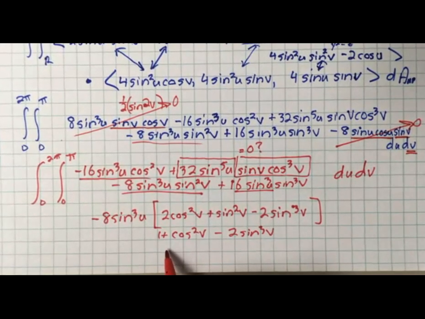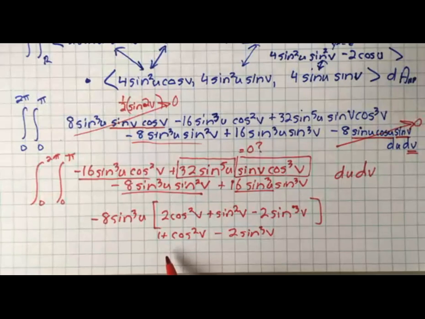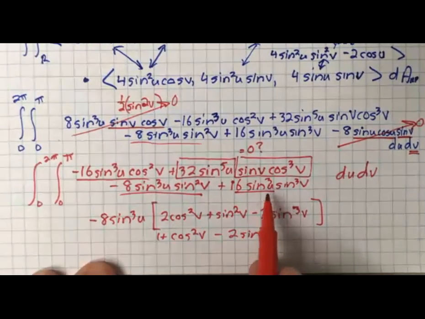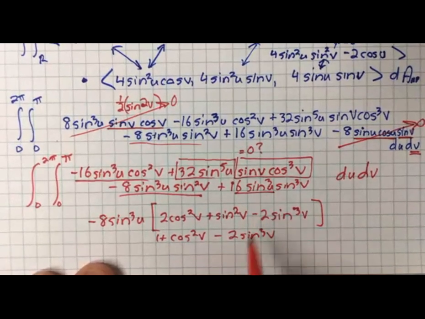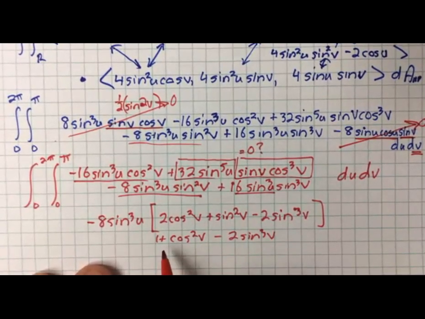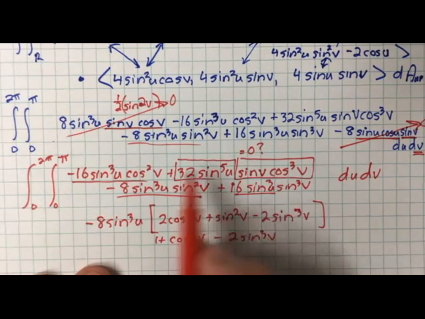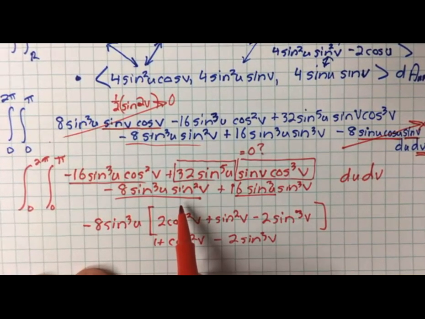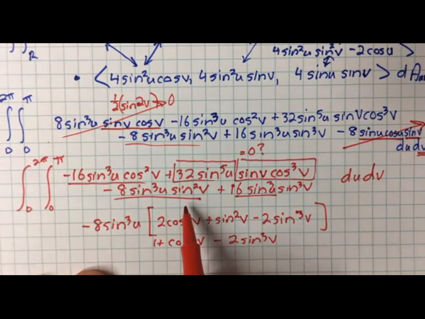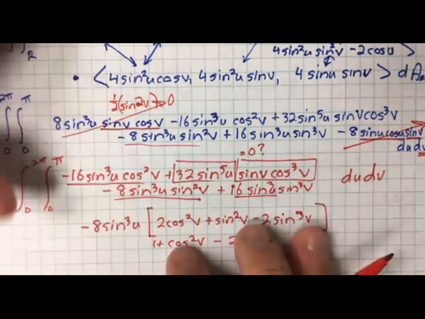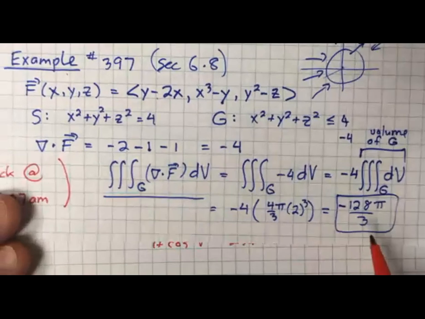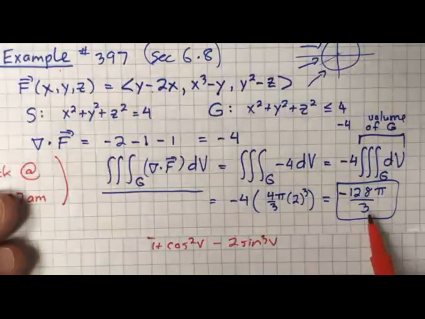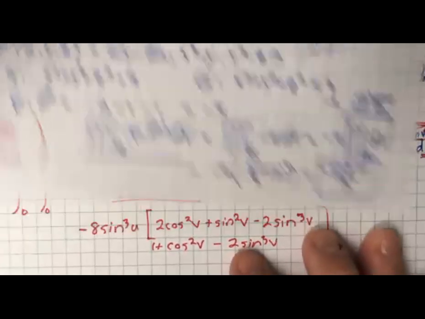I don't see any great simplification here. Although I can work on powers of sine and cosine in my integral, because there are reduction formulas I can use there, I don't see any superior way to evaluate this without doing a lot of scratch work, which is not a good use of our time. Maybe I should just be appreciating the shortcut that Gauss's theorem gave me and the minus 128 pi over 3.